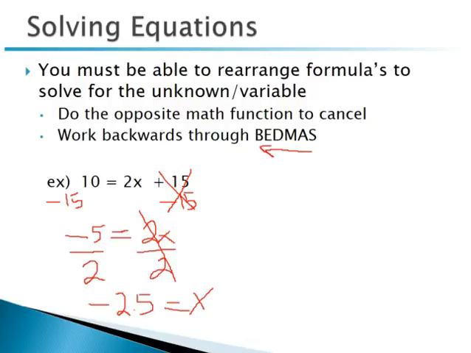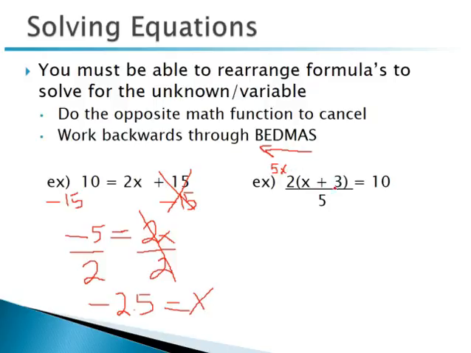Okay, let's look at one more example. Here's a bit of a harder one. Here we have some brackets and division. So again, we're going to go opposite through this. Now we can't do this plus 3 yet because technically it's inside the bracket. So we're going to start with this divide by 5. Again, we have to do that opposite math function. So divide by 5, the opposite math function is multiply by 5.